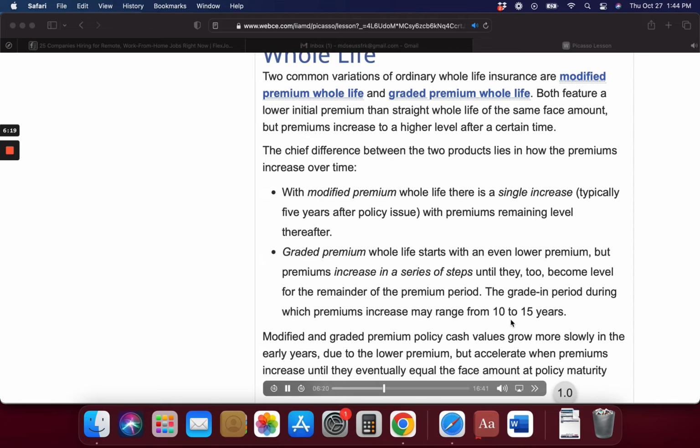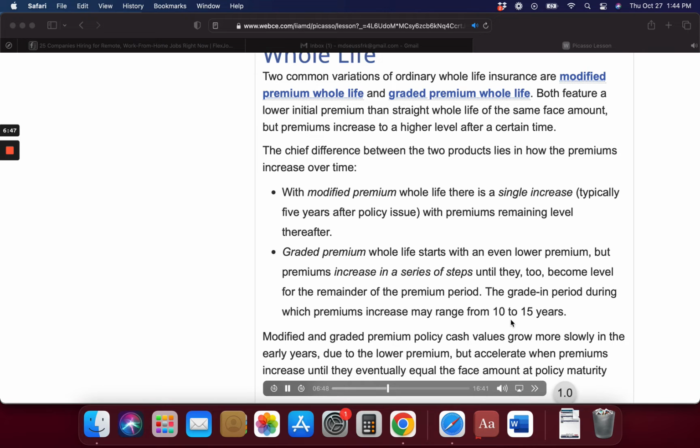Non-fixed whole life products. Straight, limited pay, modified, and graded premium whole life products all share a common trait: they have fixed premiums. That fixed amount may increase at times, as with modified and graded premium policies, but in all cases the policy owner knows from the outset what the future premiums will be. These long-term fixed premiums are possible because they are based on conservative long-term interest rate guarantees.